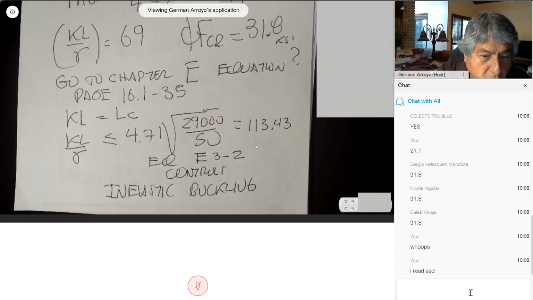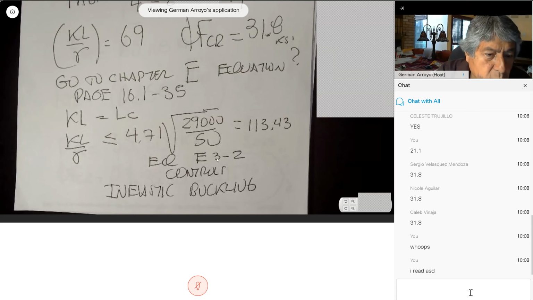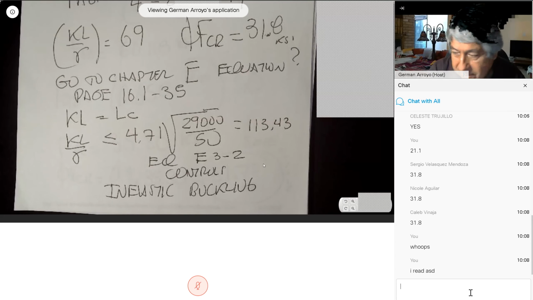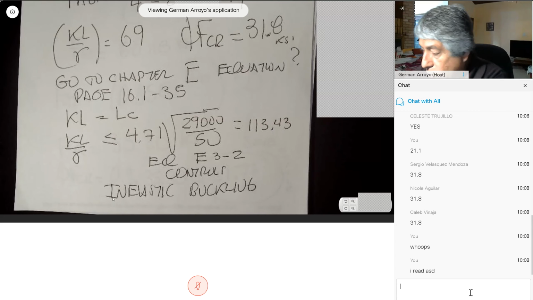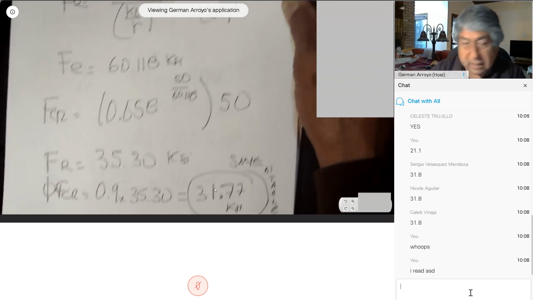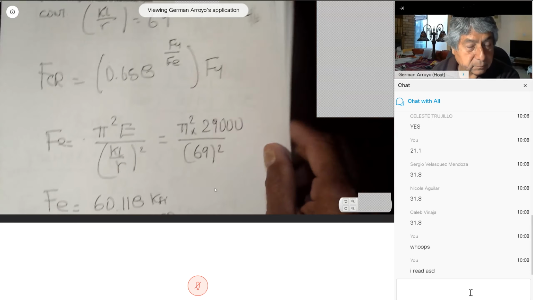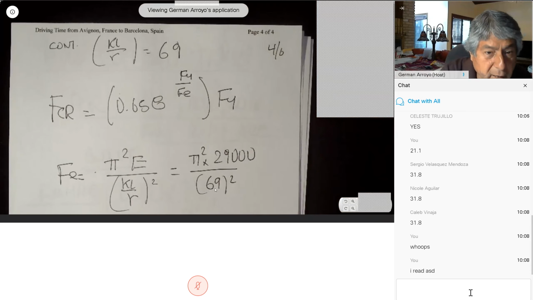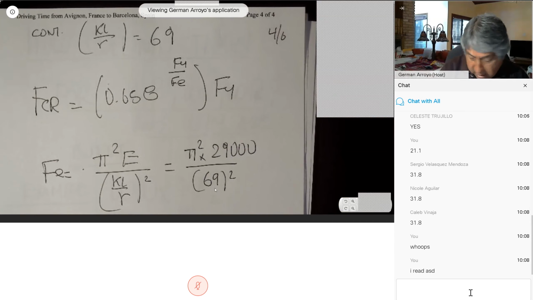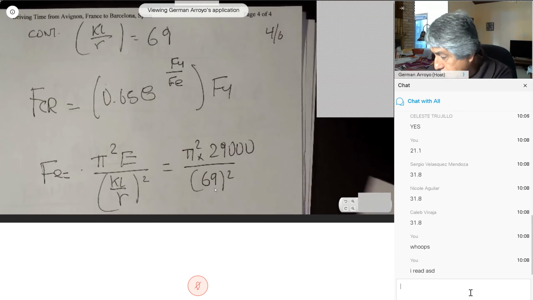Therefore, equation E3-2 controls, inelastic buckling. This is the very first equation. Since we had a low value, a 69 that is smaller than 113.43, this is going to be inelastic buckling. So the formula that is controlling our design is this formula. This is the formula that came from the code.